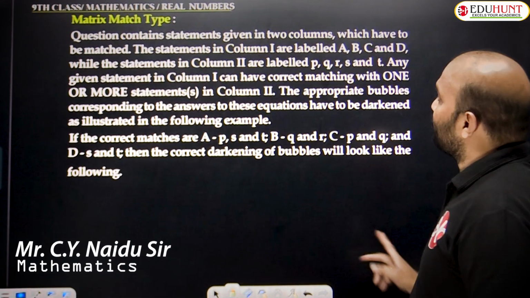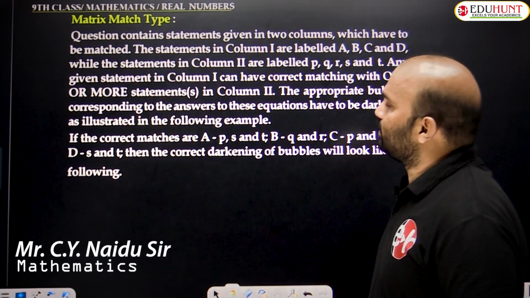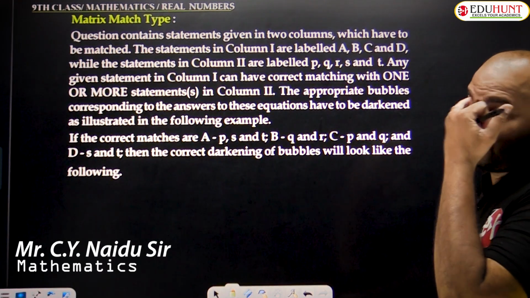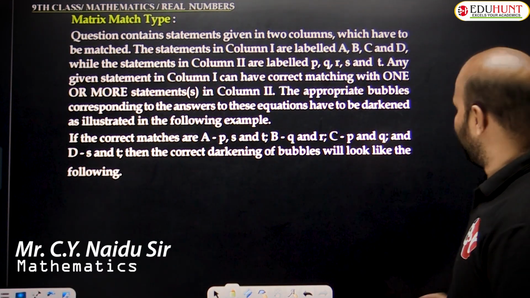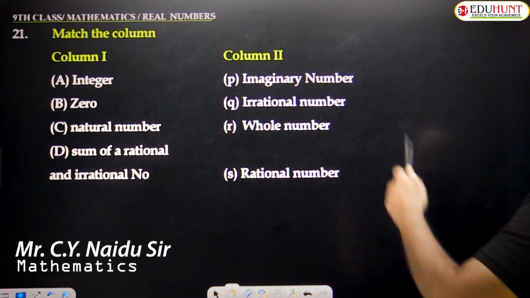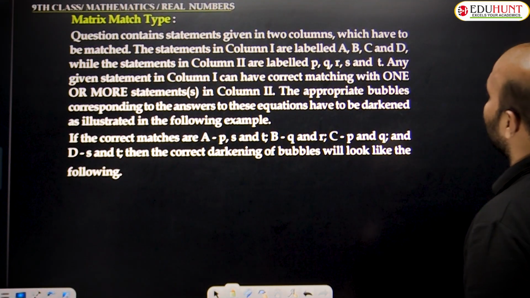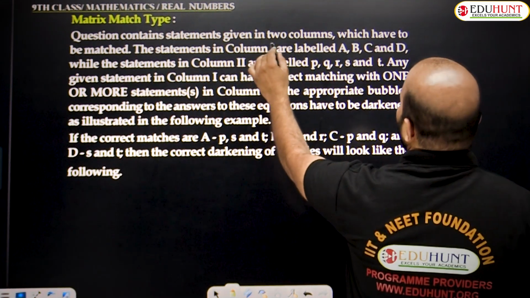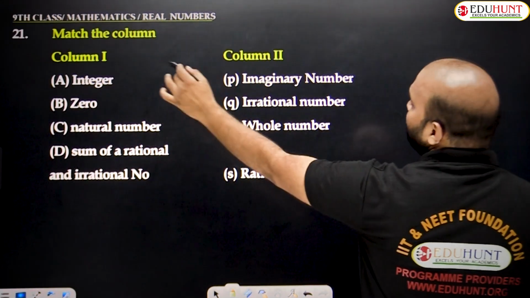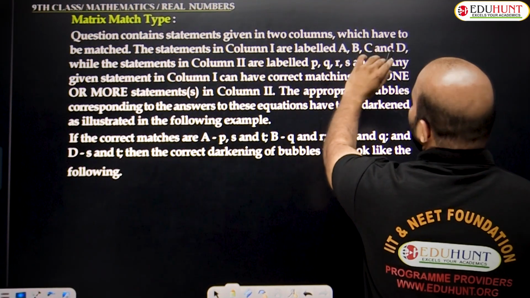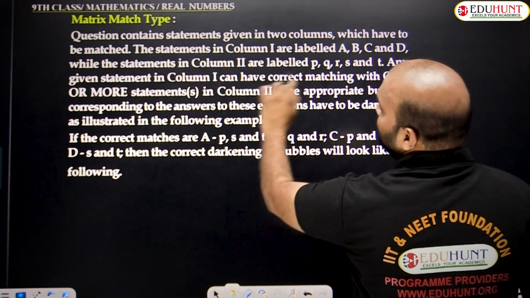At the section today we are going to discuss real numbers, which is a part of 9th class mathematics. Have a look at the matrix match type. So column 1 and column 2, match the columns. In that statement, clearly we need to understand the question contains statements given in two columns, column 1 and column 2. Two columns which have to be matched.